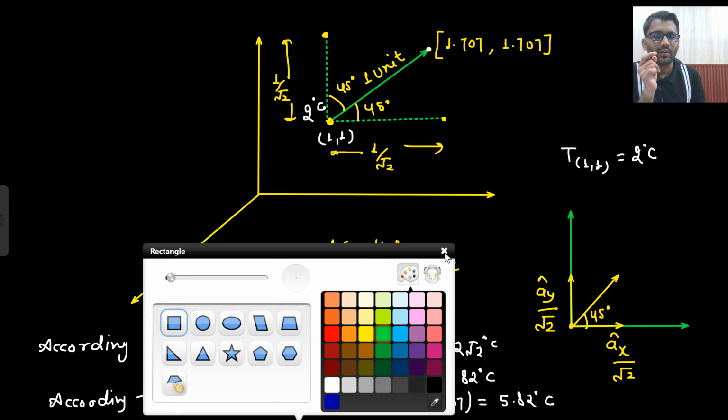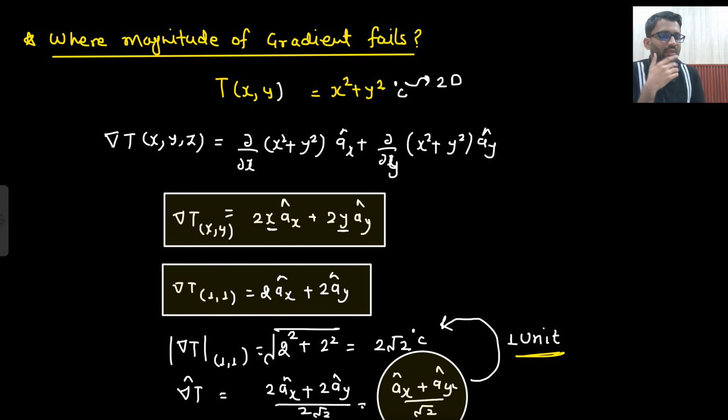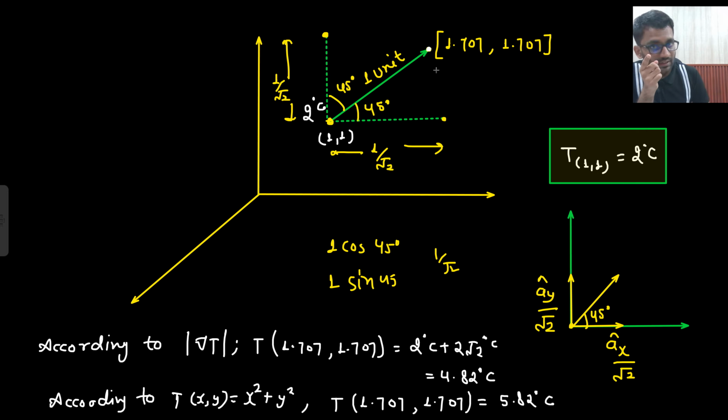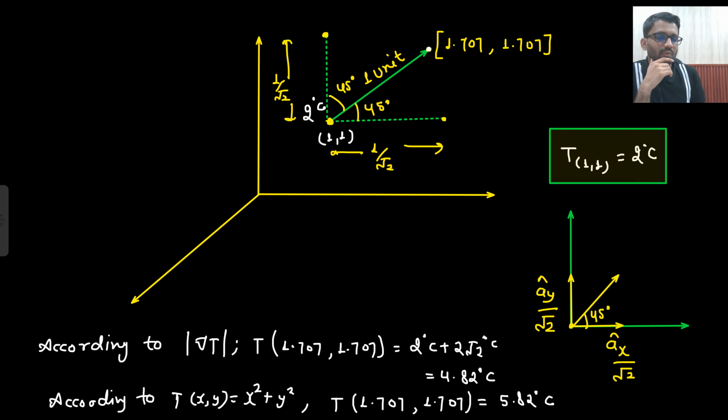This temperature you calculated, it was 2 degrees Celsius. There is no doubt about that. If you put 1 here, 2 degrees Celsius you are getting. Then you are moving in this direction. Which direction? Ax cap plus ay cap by root 2. So in 1 by root 2 you are moving here, 1 by root 2 you are moving here. If you are moving 1 unit in this direction, so that means you will reach the point (1.707, 1.707).